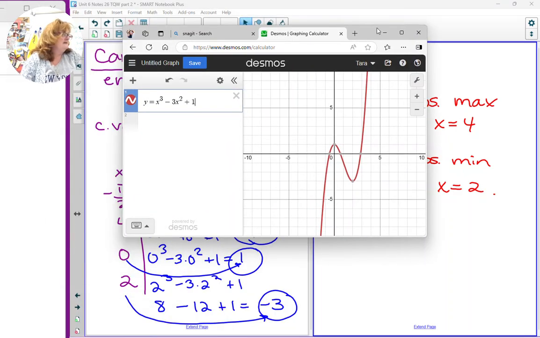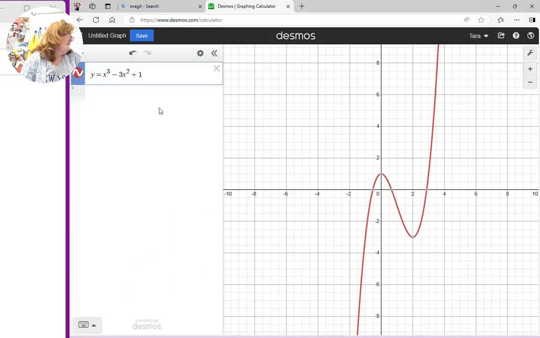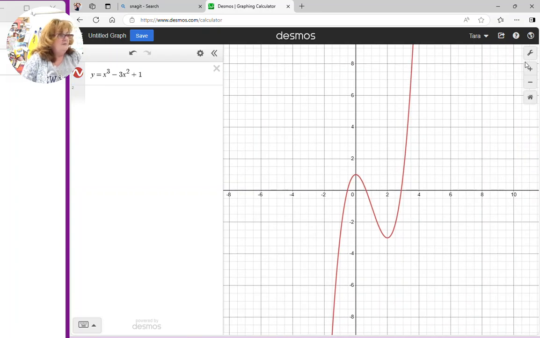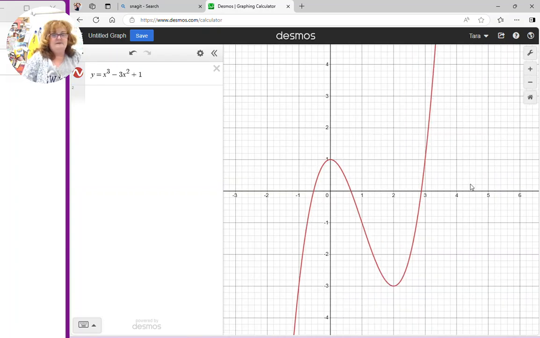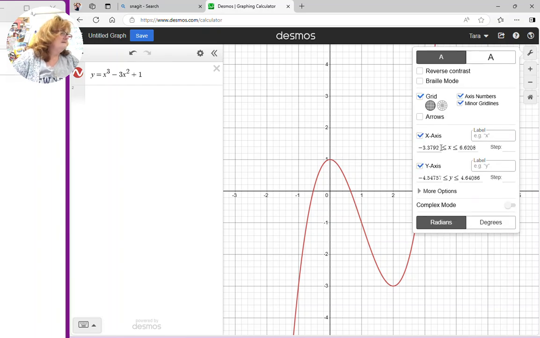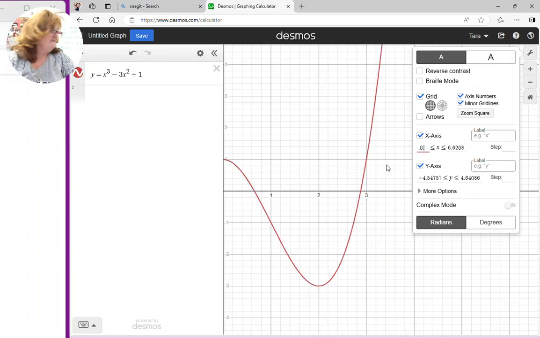So let's pull this over here to be recorded. So this is our function, x cubed minus 3x squared plus 1. Remember, we are only looking at it on the closed interval from negative 1/2 to 4, negative 0.5 to 4.